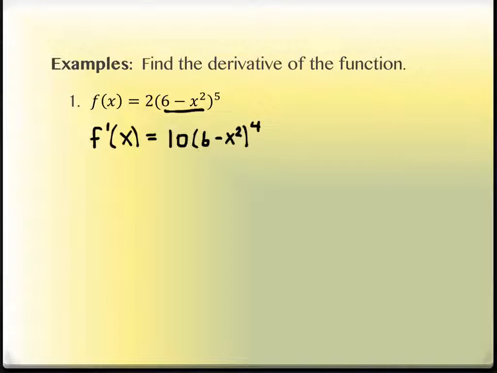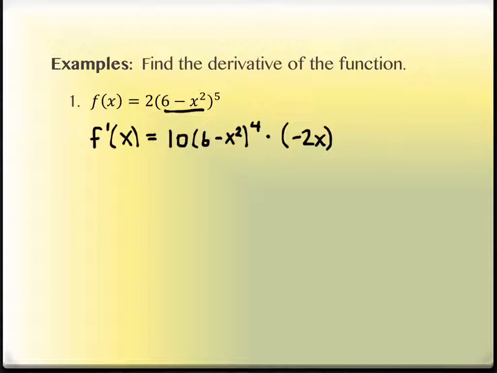And then we're supposed to multiply that by the derivative of the inside. So then we have to take the derivative of 6 minus x squared. So you guys are getting pretty good at this. What's the derivative of 6 minus x squared? Negative 2x. And if we were doing the gateway next week, we would leave it just like that. Okay? But we're not right now. We're doing something different. We're going to simplify it.